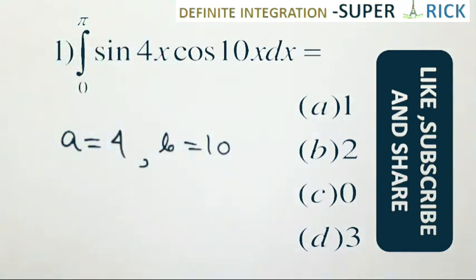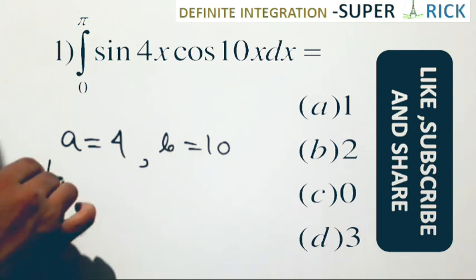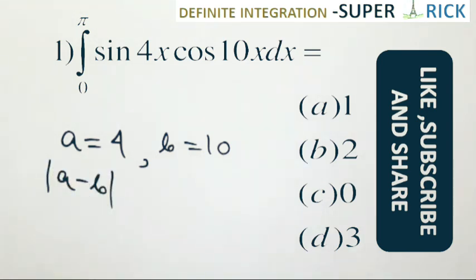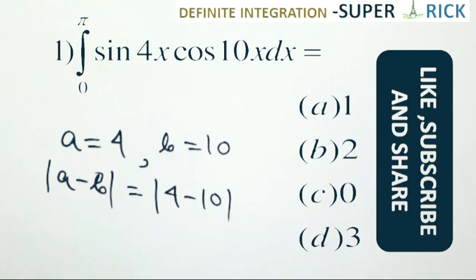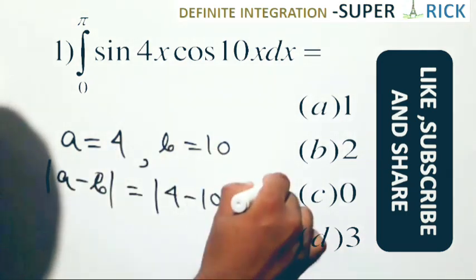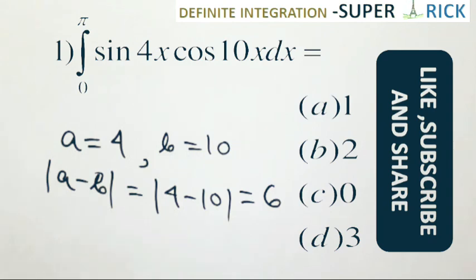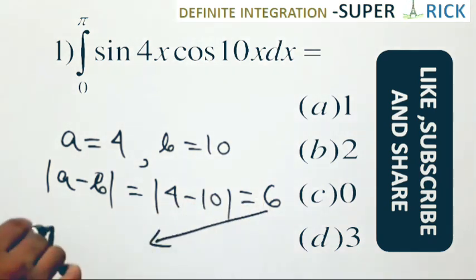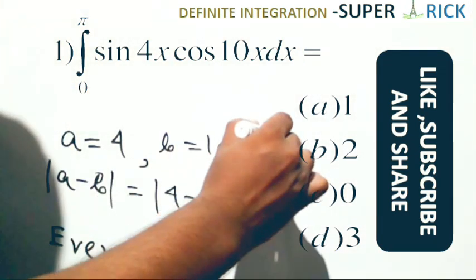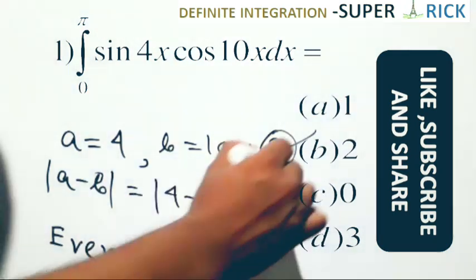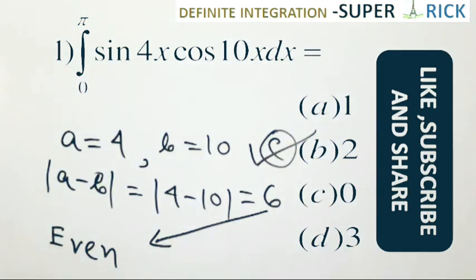Now what do we have to check? We have to check mod of a minus b. So here mod of a minus b is equal to mod of 4 minus 10, that means this is equal to 6. So this is an even number, 6 is an even number, we know. According to our trick, we can directly say the answer will be option C. It will be 0. So it was very easy.